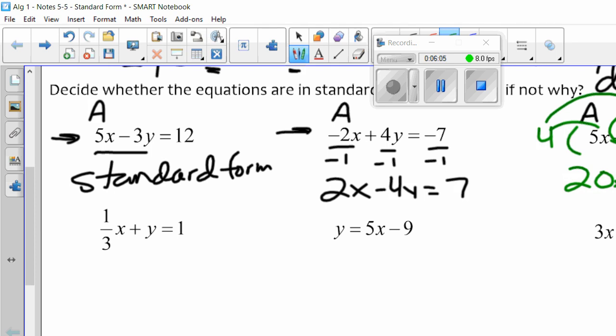Okay, x and y are still on the same side. A is now positive, and I did not have any fractions. So we're good to go.